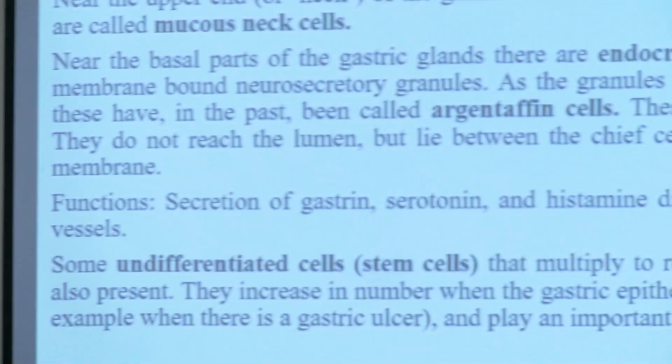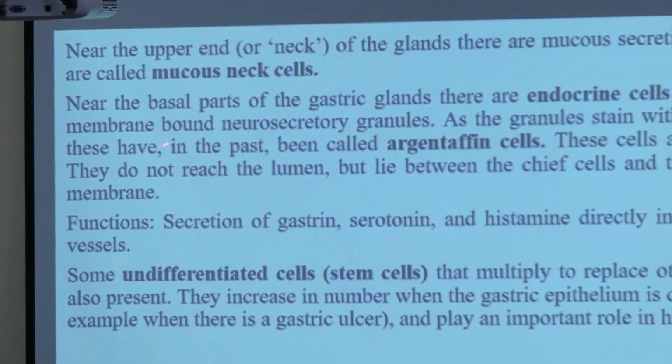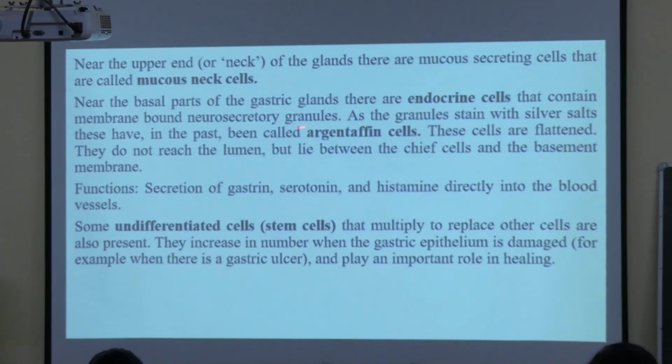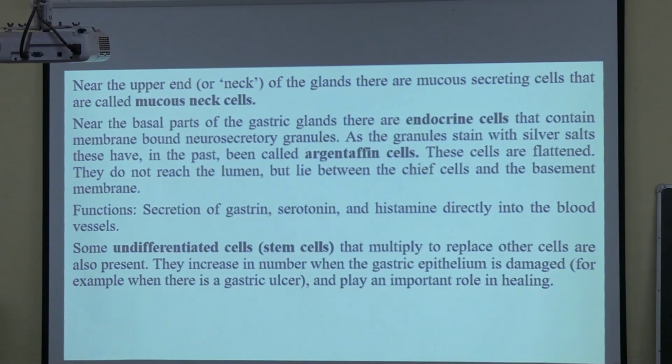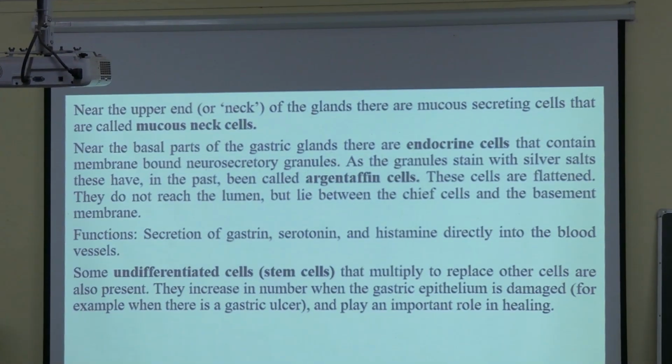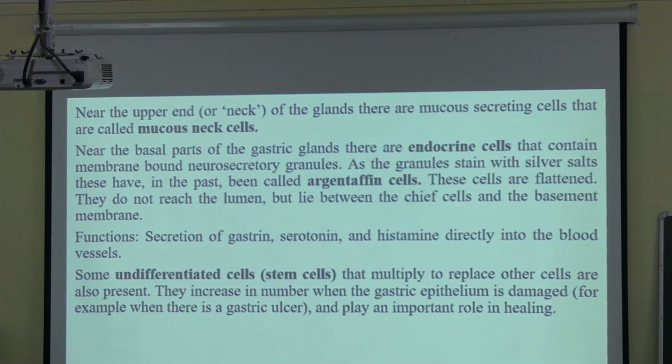Okay, next, enteroendocrine cells are also there. Now these enteroendocrine cells contain membrane bound neurosecretory granules, very important. Okay, they are also called argentaffin cells. Why are they called argentaffin cells? Because they can be stained with the help of silver salt, that's why they are called argentaffin cells.